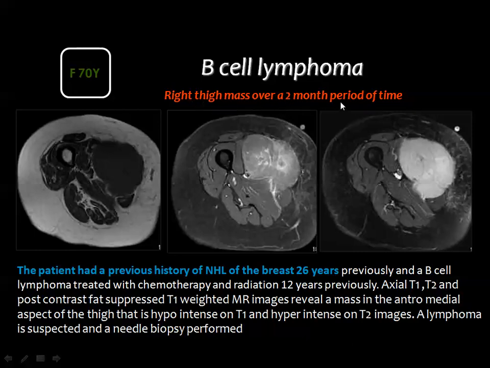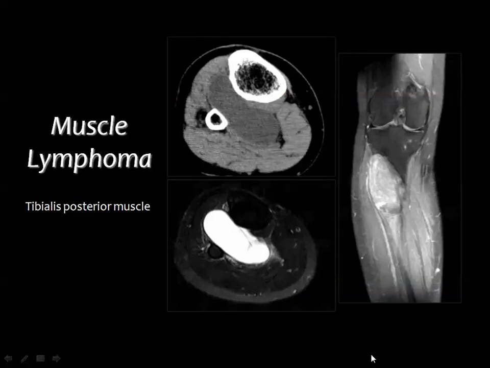lasting for 2 months, and you see an MRI T1, a mass of the medial group of the muscles, and in the T1 post-contrast fat suppressed image, you see some enhancement, and this is the stir image of bright signal of the lesion with stranding of the subcutaneous fat. Then the diagnosis, of course, is confirmed by biopsy. And this has been proved to be a lymphoma of the tibialis posterior muscle.